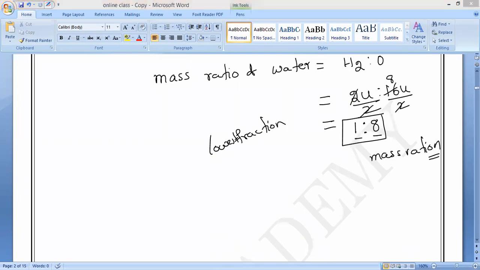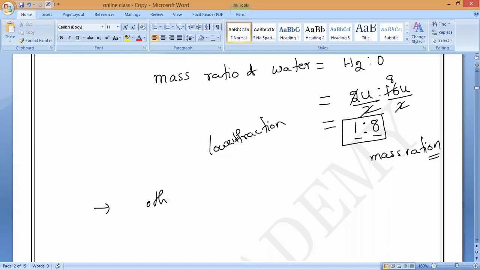Now, shall we go for the next thing? Suppose we take sodium chloride. Sodium chloride is also made up of what? 2 elements. What are they? Can you say? Sodium chloride, NaCl.